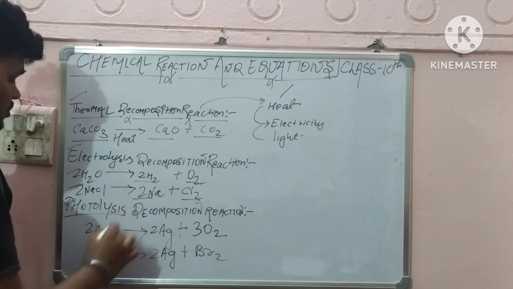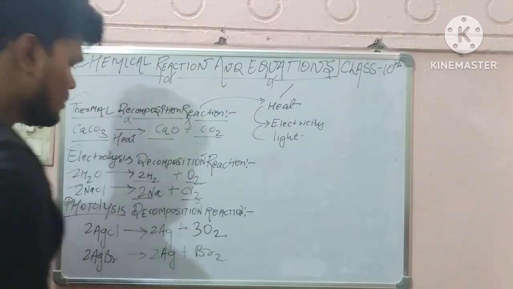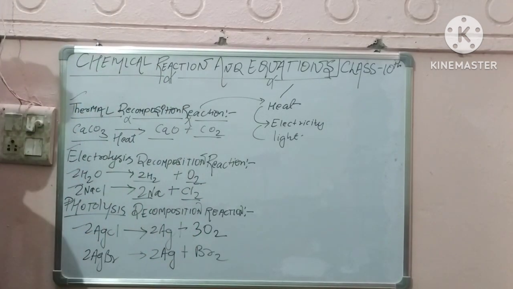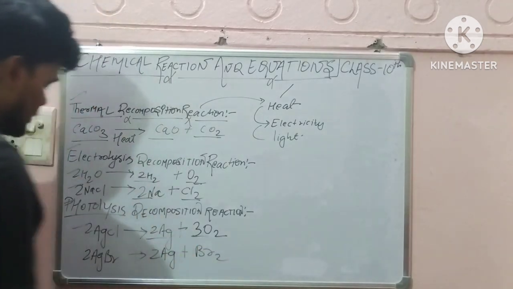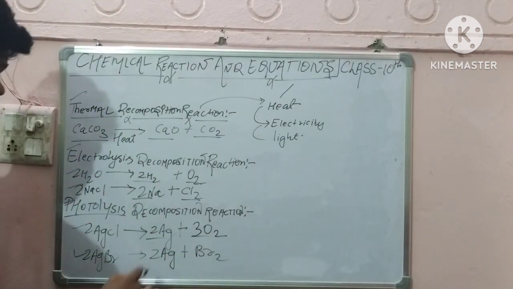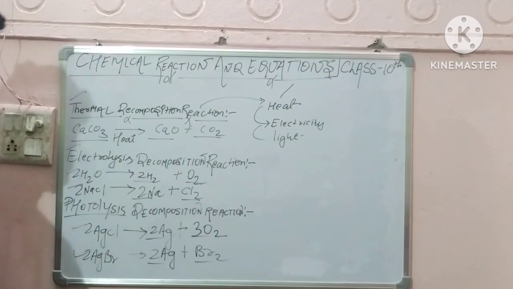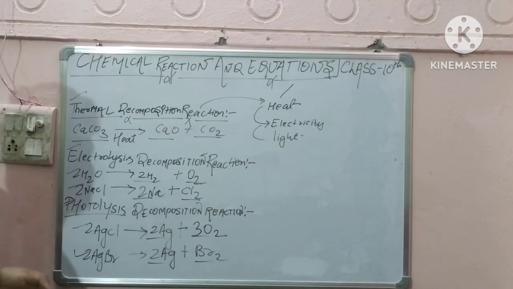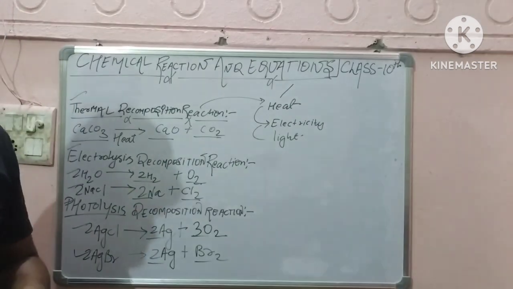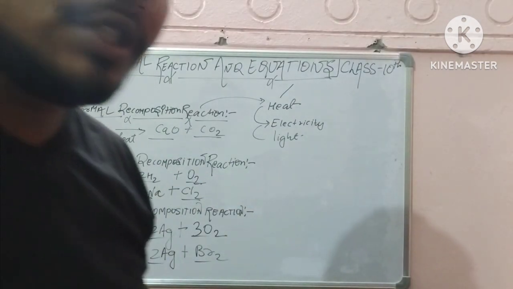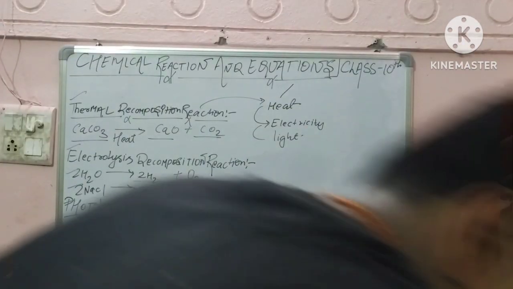Then we come to photolysis. You give light, then it will break. You take silver chloride, it will break into silver and chlorine. You take silver bromide, it will break into silver and bromine. So these are the types of decomposition reactions we have.